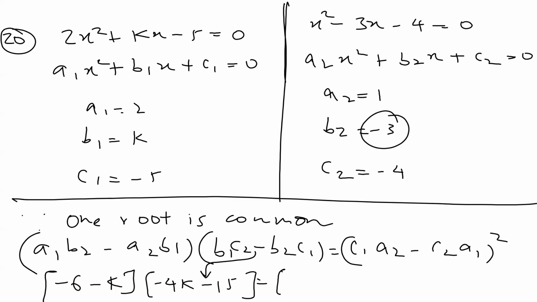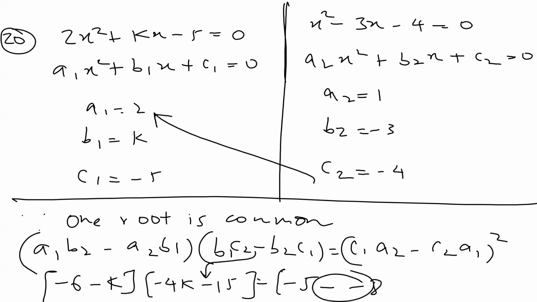a2. Guys, what is c1 a2? Correct. Minus 5. Minus c2 a1. What is c2 a1? Minus 8. So technically this is going to become plus. It is minus 8, but then already there is a minus sign in between.